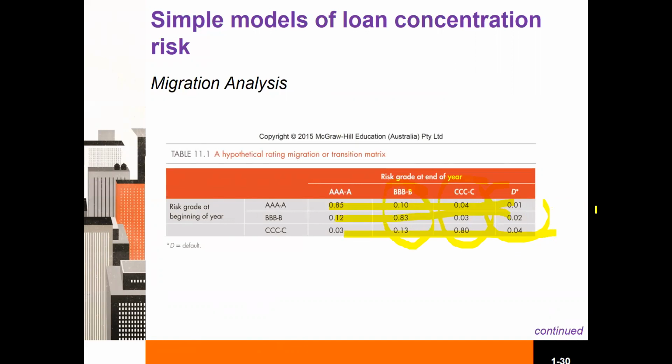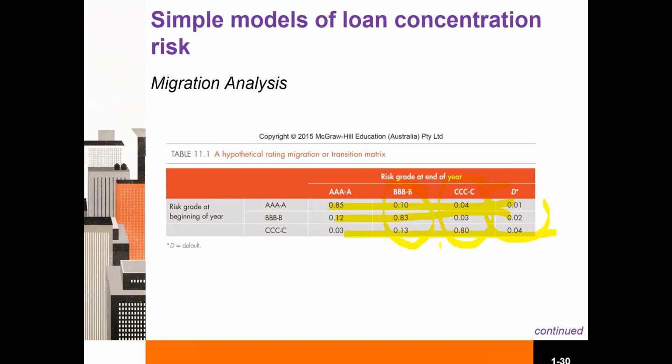The numbers in the tables are called transition probabilities, reflecting the average experience of loans that began the year, say, with grade 2, and at the end of the year being upgraded to a 1, being downgraded to a 3, or defaulting. So let me give you an example.